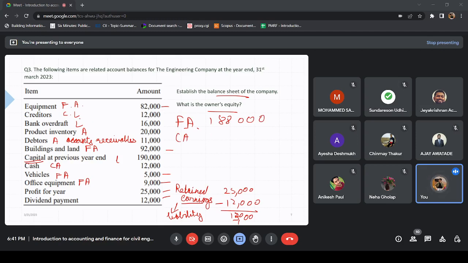Current assets, you have got product inventory, debtors, and some cash is also there, right? So 20, 11, and 12, 43. So your total assets become 231. So now, if we have done this correctly, your total liabilities should also be the same. So are you guys trying this? Yeah. Okay.